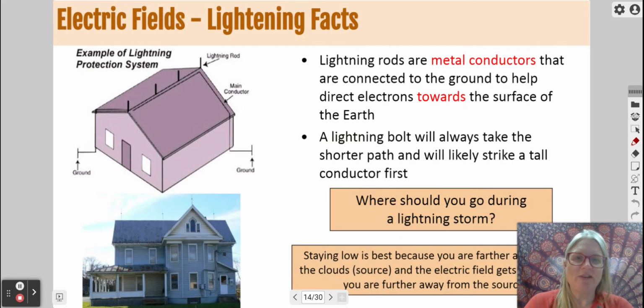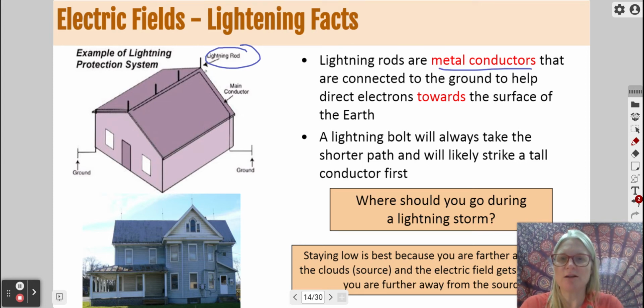Some other little lightning facts. You'll see these lightning rods on the top of roofs of some buildings or houses. They are metal conductors, and they're connected to the ground. So they'll have a wire that connects them to the ground, so that the electricity will take this easy path to the surface of the earth, instead of going through the house and destroying your electronics in the house.